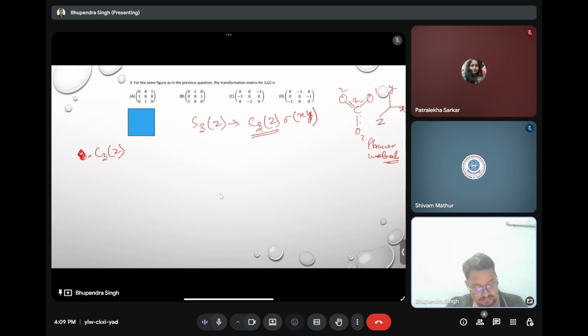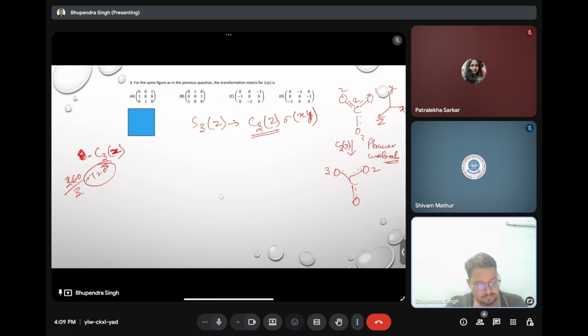So along the Z direction, you are rotating your molecule by 360 divided by 3, 120 degrees. Now what will happen after rotating this molecule by 120 degrees? It will change its position. So what will be the new position the molecule will get? This should be 3, this should be 2, this should be 1.